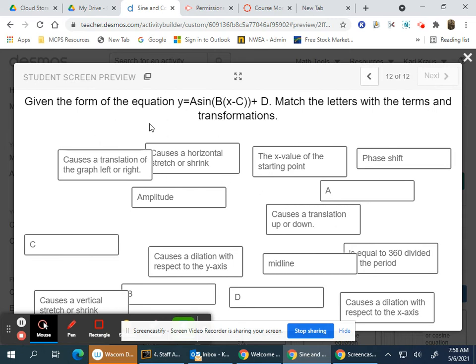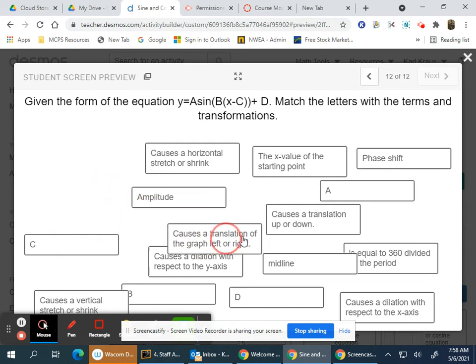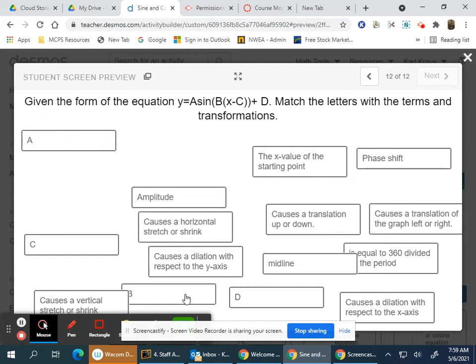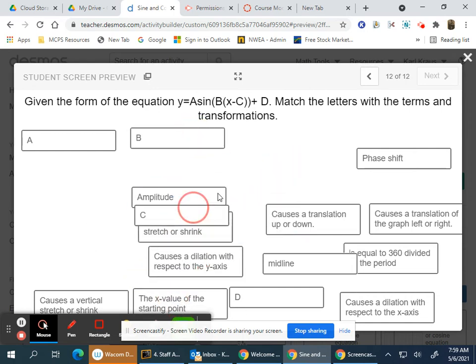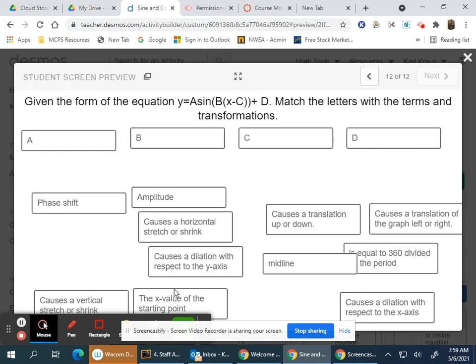Given the form of the equation y equals a sine b times the quantity x minus c plus d, match the letters with the terms and the transformation. I want to get a, b, c, and d at the top here. All right, so a is the amplitude.